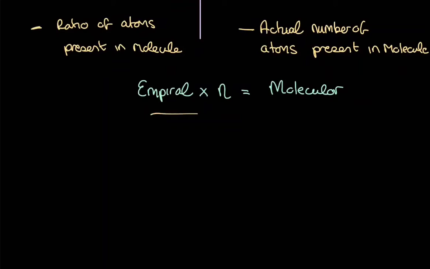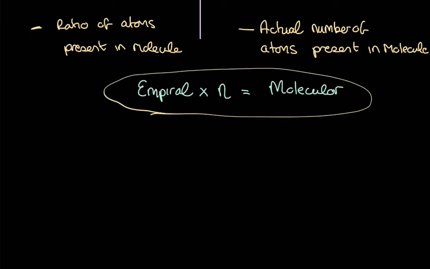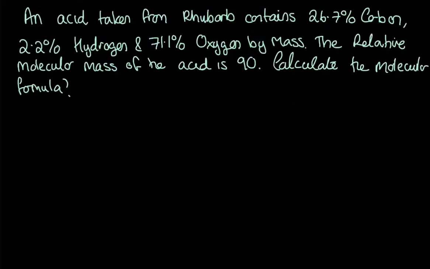Okay, so this is a very important little formula to remember, because we're going to be using it in a question now that I'm going to write out for you. Okay, here's the question. An acid taken from rhubarb contains 26.7% carbon, 2.2% hydrogen, and 71.1% oxygen by mass. The relative molecular mass of the acid was found to be 90. Calculate the molecular formula. Okay, so I have 3 percentages, and then I have the relative molecular mass of the compound.